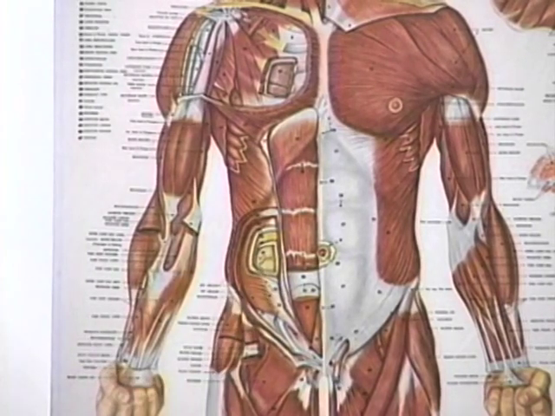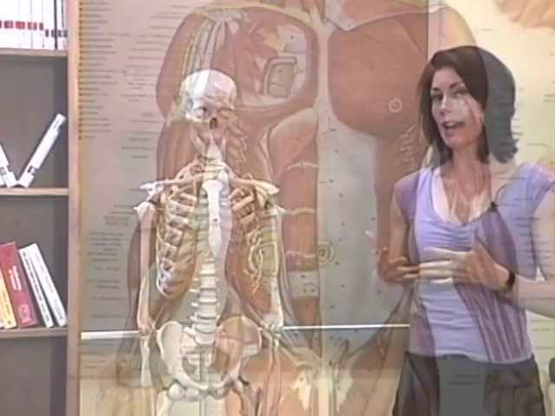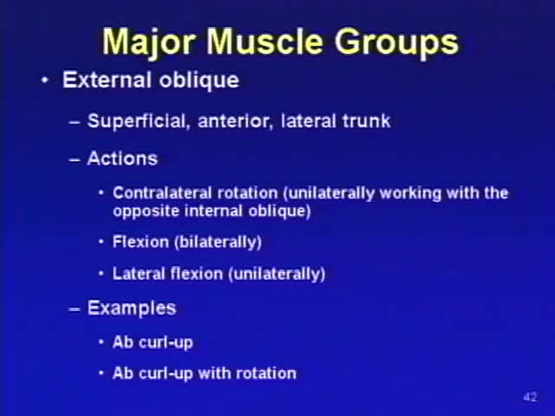Now, the actions of the external oblique involve an oblique action or rotation because of the way the fibers are oriented. And to overview all of the actions of the external oblique, we'll discuss contralateral rotation, which means rotation to the opposite side of the body. External obliques are also involved in spinal flexion, and they're also involved in spinal lateral flexion. To drive the point home about how the external obliques contralaterally rotate, I'll refer you to the skeleton here.